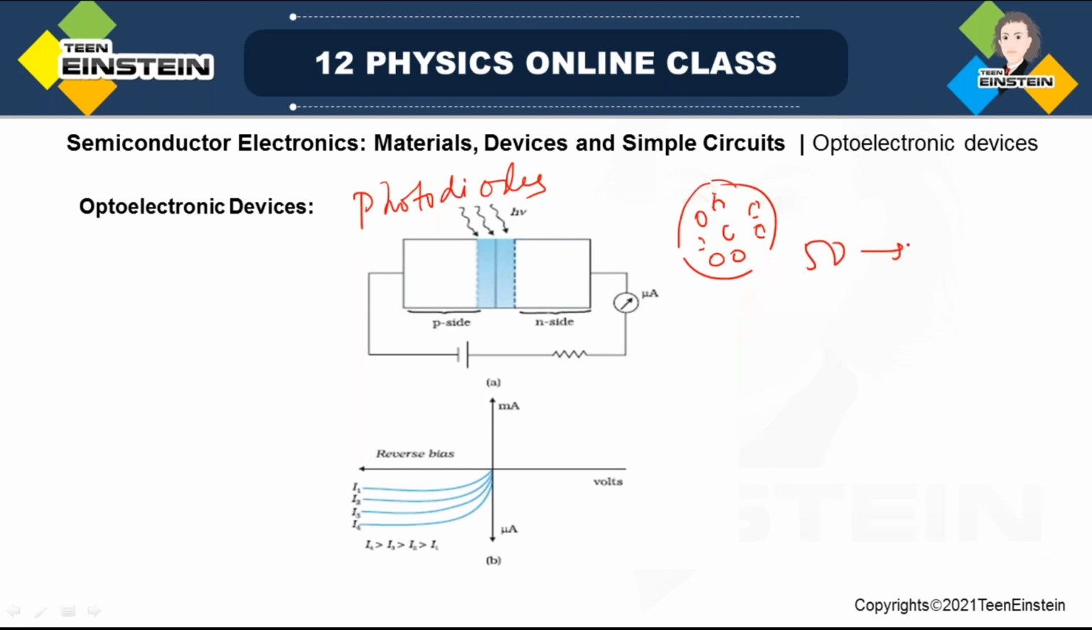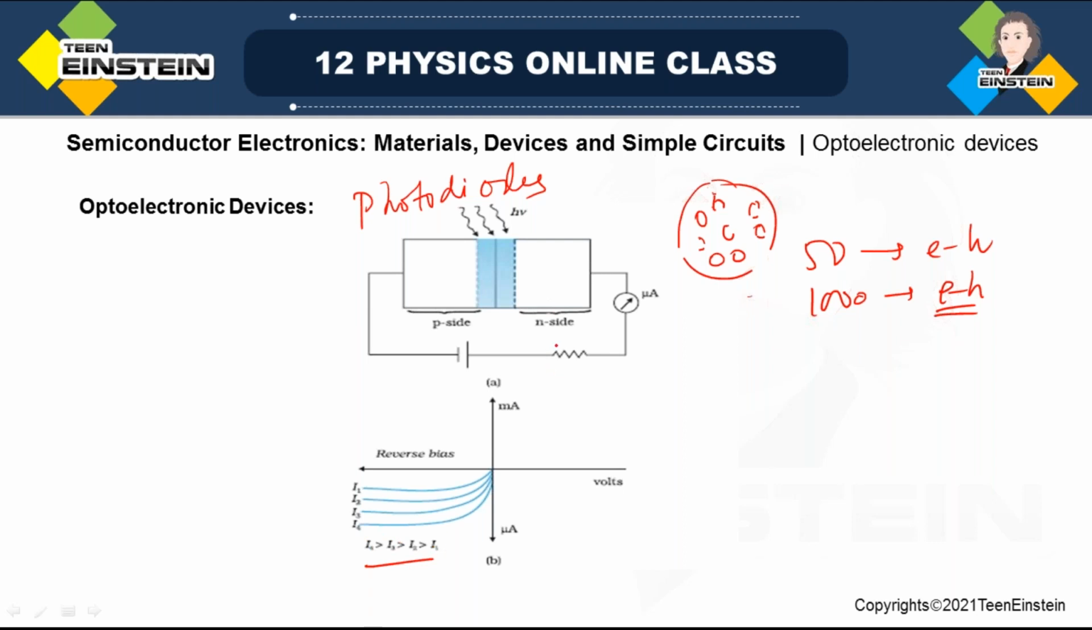If suppose there were 50 photons, then they can produce 50 electron hole pairs. But if you have 1000, then they can produce thousands of electron hole pairs. So that's how the current will increase if you increase the intensity of the light you have used to shine the diode. That's why you can see I1, I2, I3 in increasing order: the current is increasing and the intensity is also increasing.